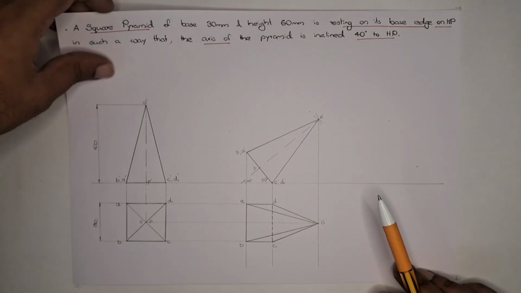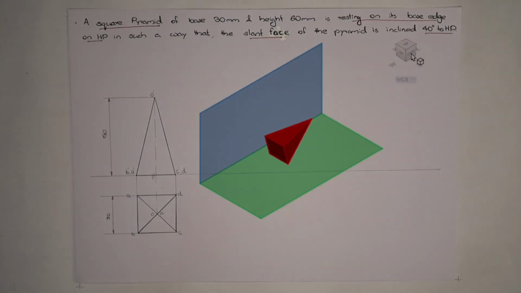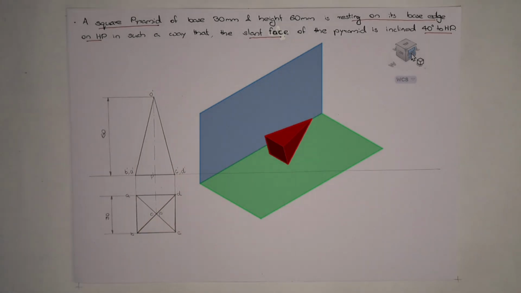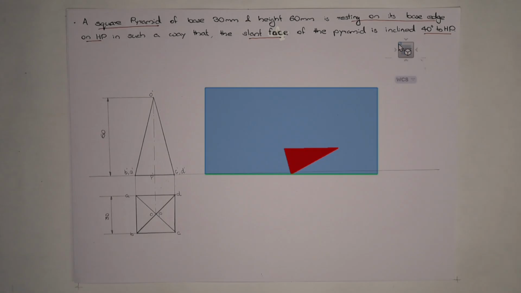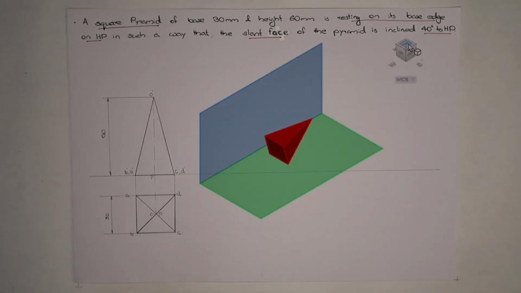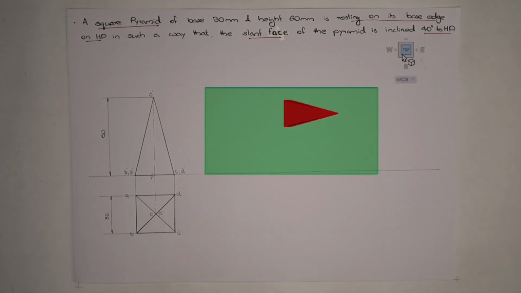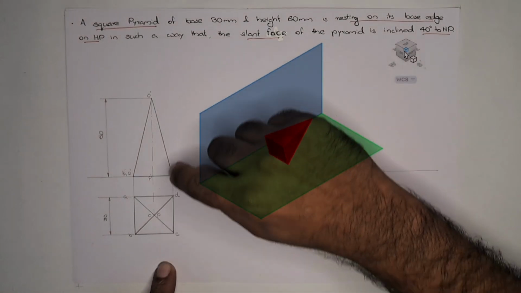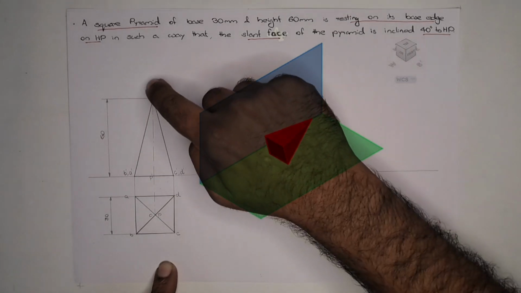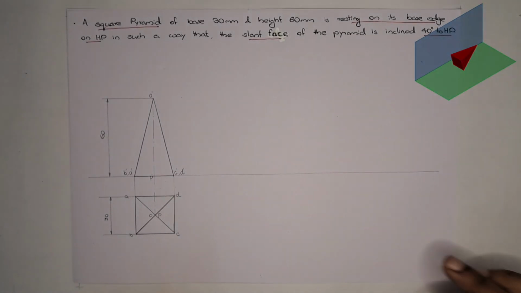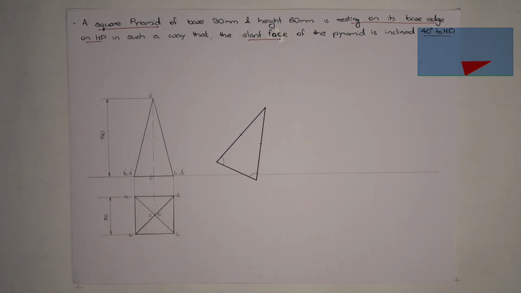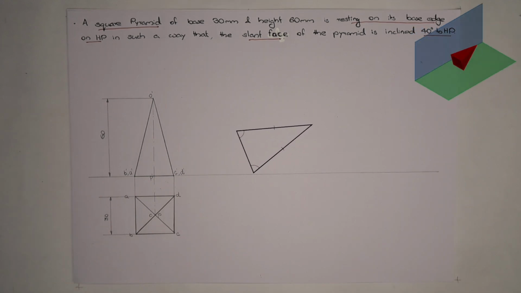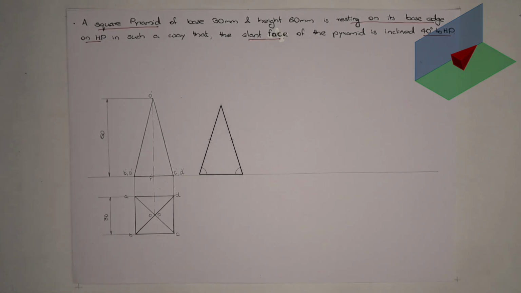On the next question, we are discussing a square pyramid of base 30 mm and height 60 mm resting on its base edge on HP in such a way that the slant face of the pyramid is inclined 40 degree to HP. Now it's not the axis, it's the slant face, which is here the CDO. This face is inclined 40 degree to HP. So we draw the top view and front view of the base position. Now we only need to tilt the point.